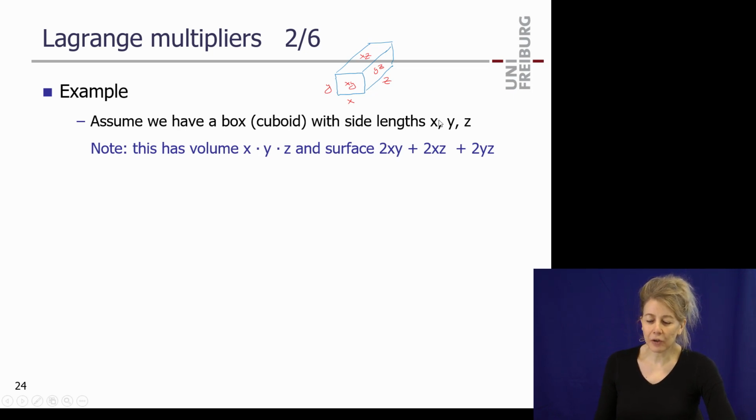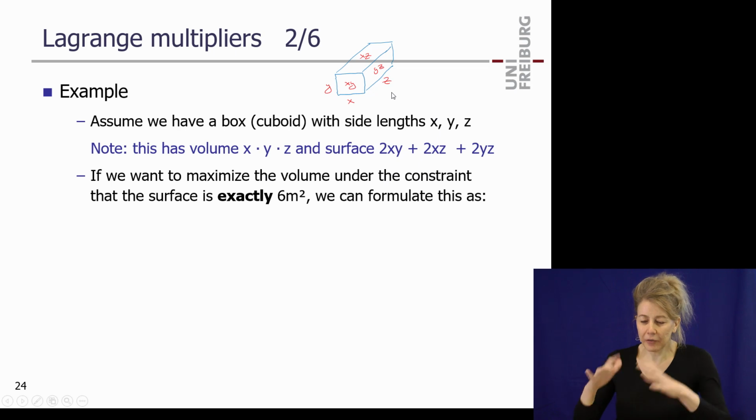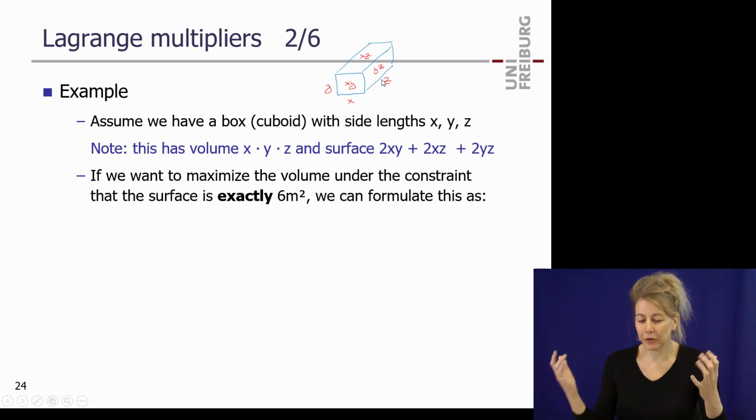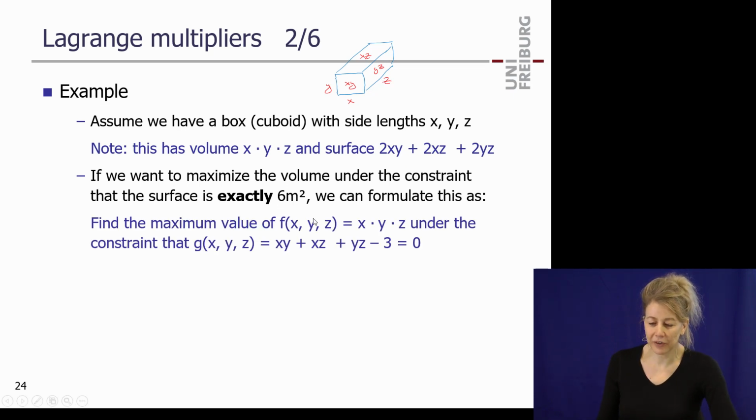So, and now I'm wondering, let's just say I have some amount of material, that's a typical toy example, some amount of cloth or something, 6 square meters, and I can choose x, y, and z with a fixed surface, and I want to maximize the volume. How do I maximize the volume? So it's now a Lagrangian task. I want to find the maximal value for xyz when the surface has a fixed size.